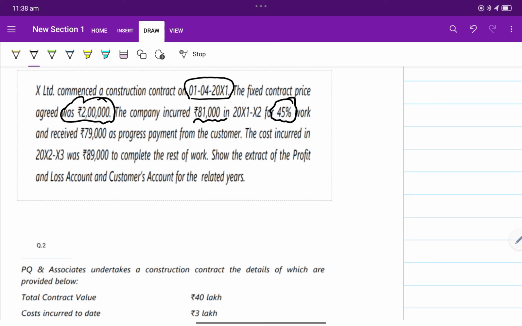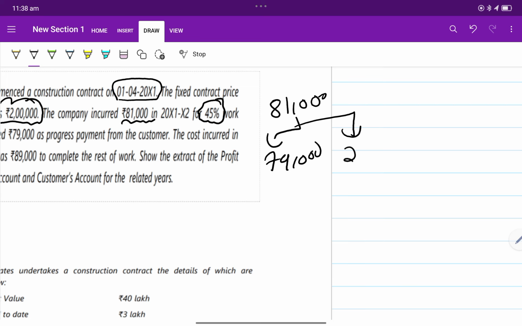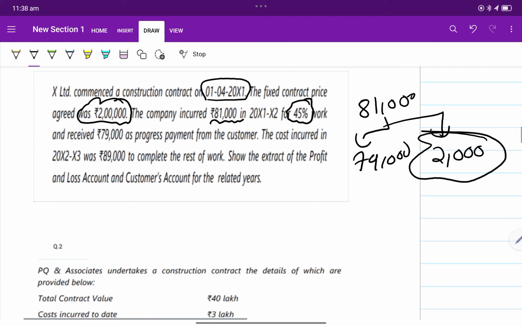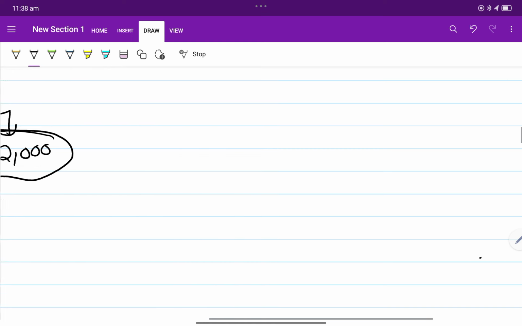So out of 81,000, how much amount was received from the party? 79,000 is received, and 2,000 may either be a retention amount or yet to be received from the customer. Next, the cost incurred was 89,000 in the second year for completion of the rest of the work. First we will write whatever data is given in the question.